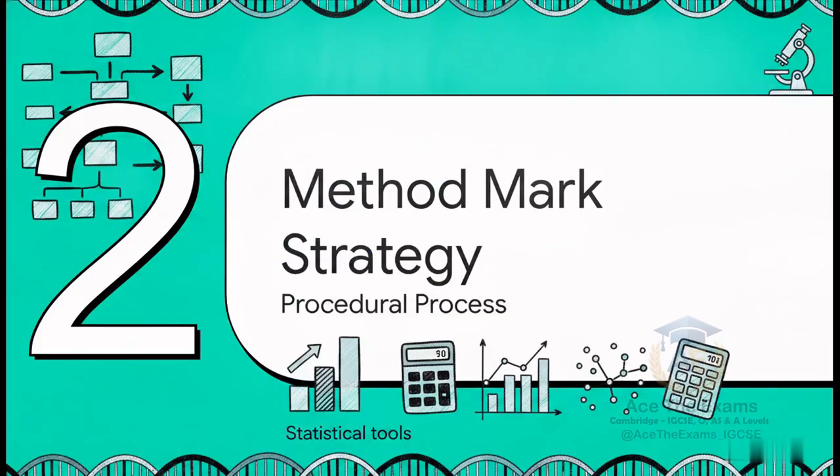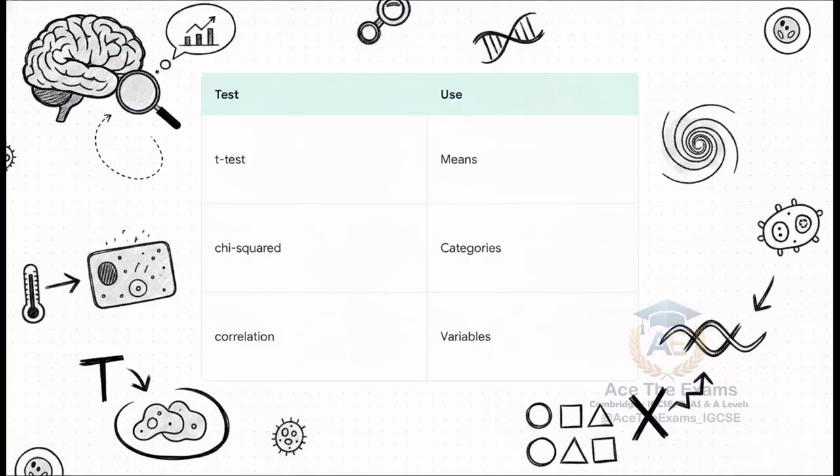So the crucial point is mastering Section 2, the method mark strategy. Remember, marks aren't just handed out for having the final answer. Cambridge actually heavily awards marks for your statistical process. I know statistics can sound overwhelming, but don't let it stress you out. Just memorize this straightforward framework. If you're comparing the means of 2 different sets of membrane data, you're going to use the t-test. Pretty simple, right? Now, if you're dealing with categorical data, that's when you apply the chi-squared test.